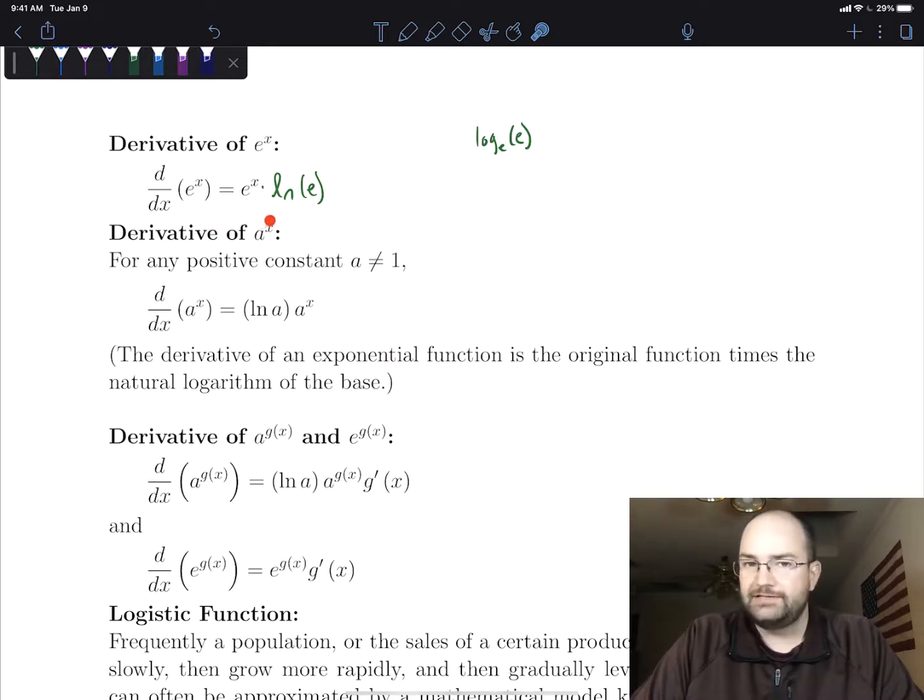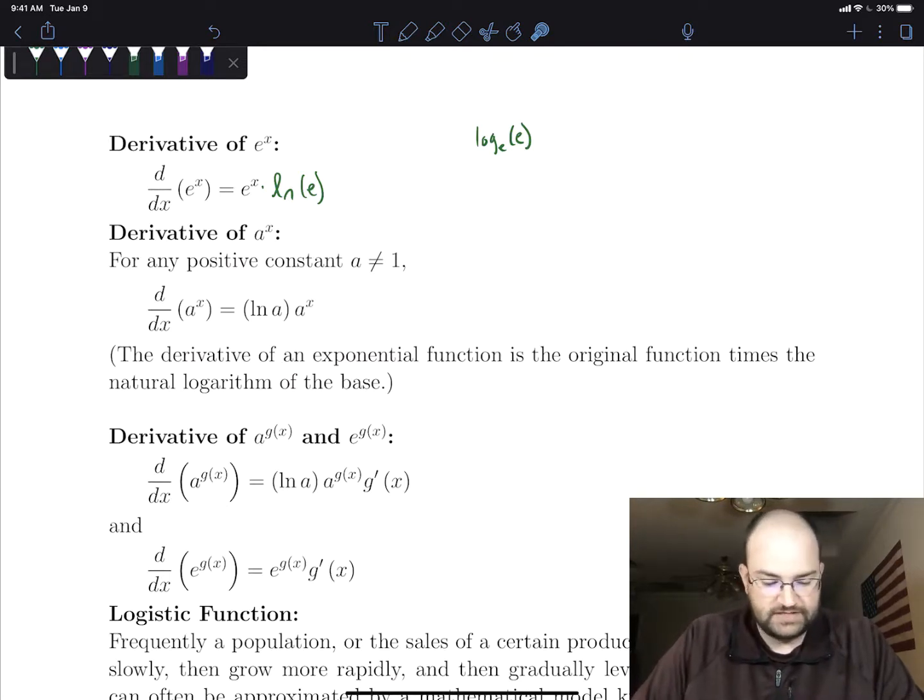But what if we have a to the x instead of e to the x? Well, a is any constant that is greater than 0, not equal to 1. And so if we take the derivative of that with respect to x, it's going to give us that same a to the x, but with that natural log of a as that factor there. So this does exist up here. It's just the natural log of e is going to be 1.